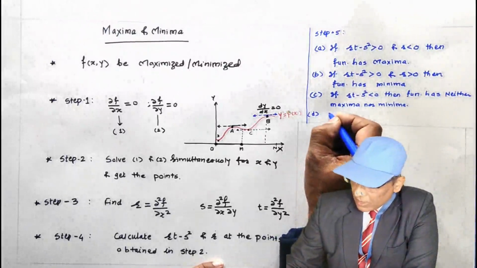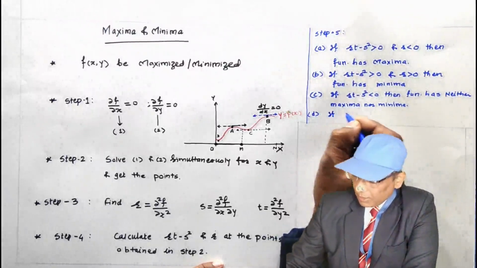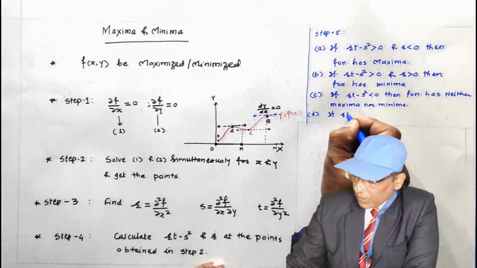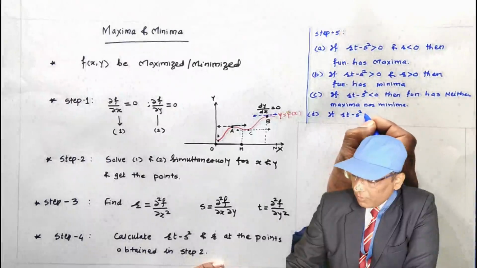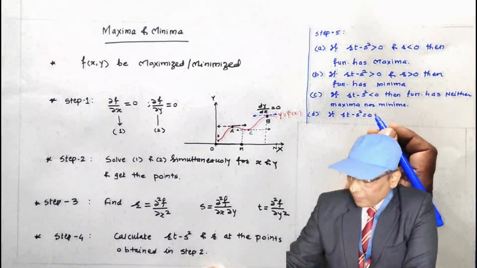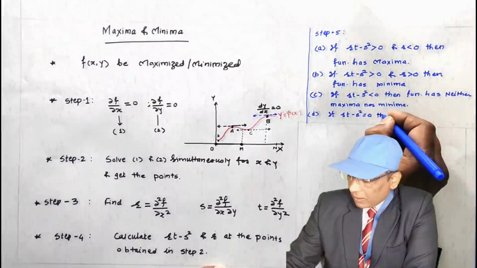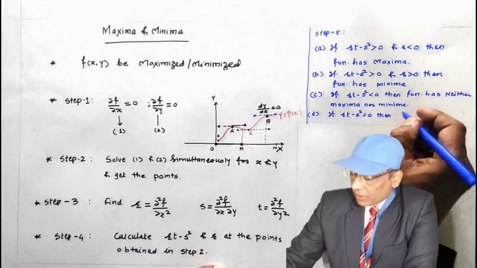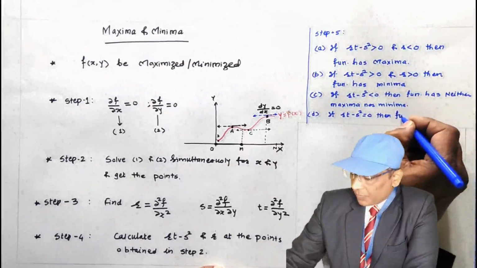Now, this last possibility: if rt minus s square is equal to 0 at a particular point, then further investigations are required.